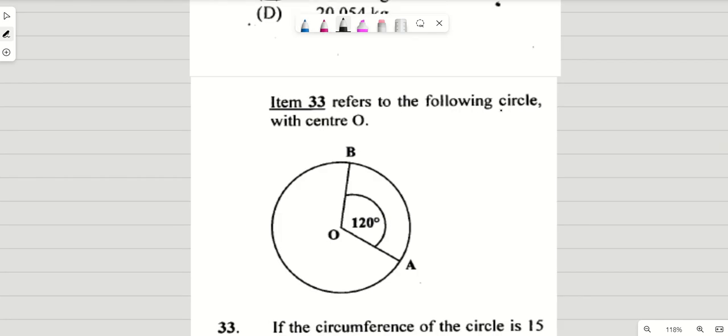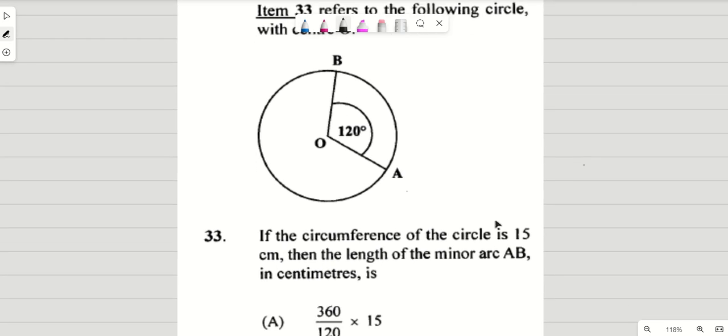Item 33 refers to the following circles with center O. So first off, we see degrees. If the circumference of the circle is 15, that means the entire circle is 15. How many degrees is an entire circle? That's 360. So we're saying 360 degrees is equal to 15.